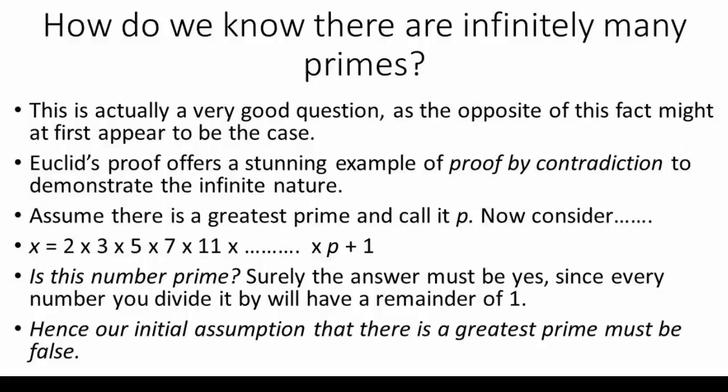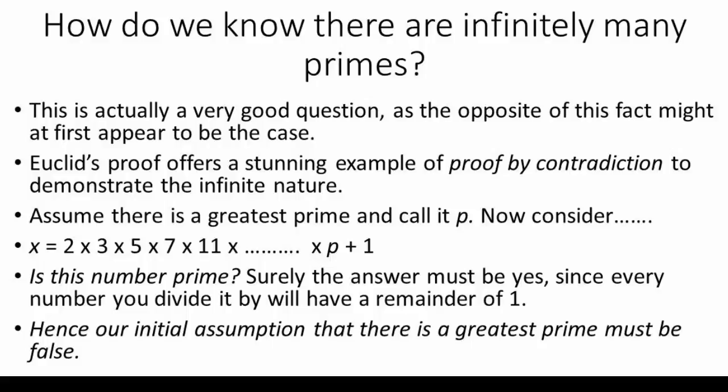Well, that's not the case, because Euclid has offered a proof which is a really good example of something called proof by contradiction, which you may have heard of before. It's sometimes called reductio ad absurdum in Latin, if you like to show off with a bit of Latin. It's a proof where you start by assuming the opposite and then go on to show that it leads to an absurdity. So that's exactly what we're going to do here. We're going to assume that there is a greatest prime number, and we're going to call that number P.